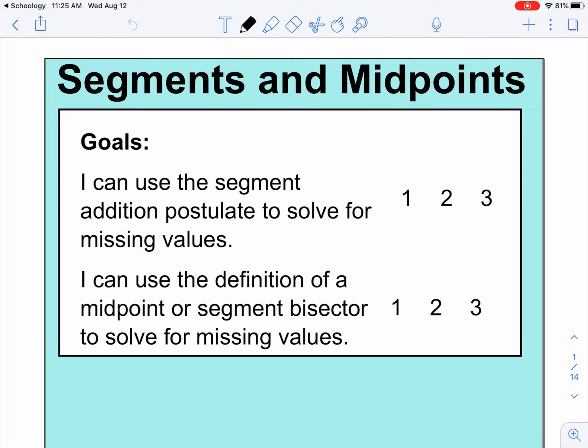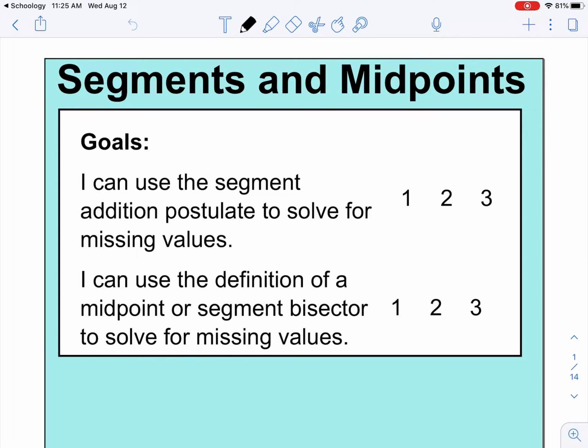Hello everyone, so today we're talking about segments and midpoints. We have two goals for today. Goal number one is I can use the segment addition postulate to solve for missing values. You can pre-rate yourself on that and how you feel about it.